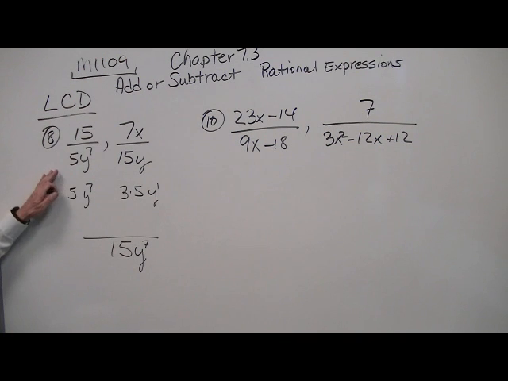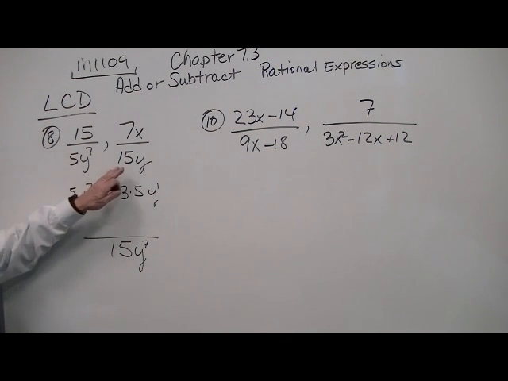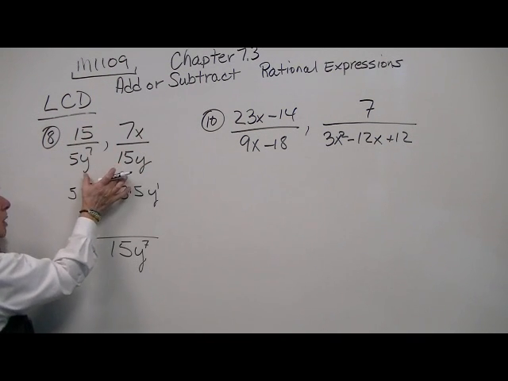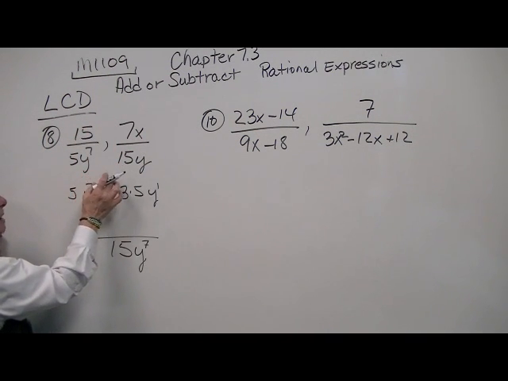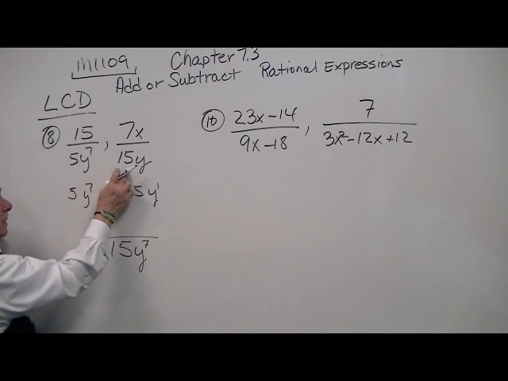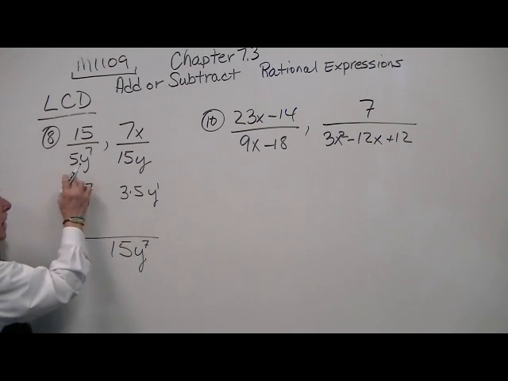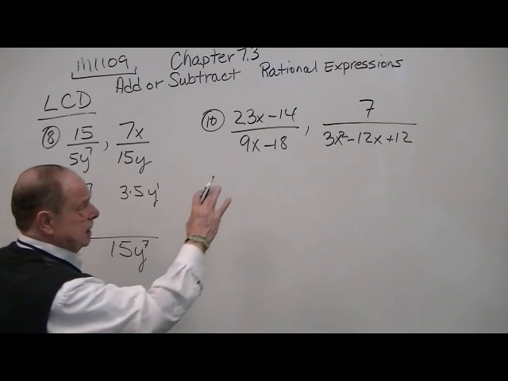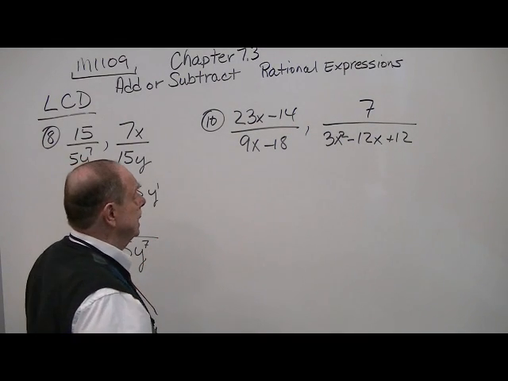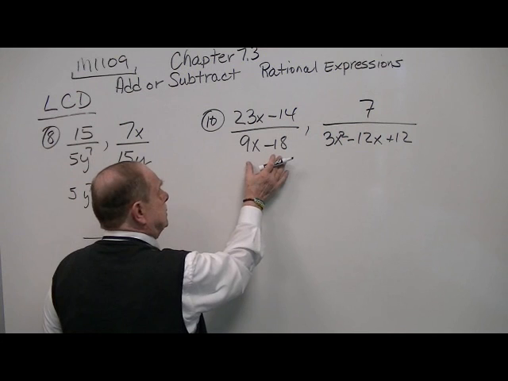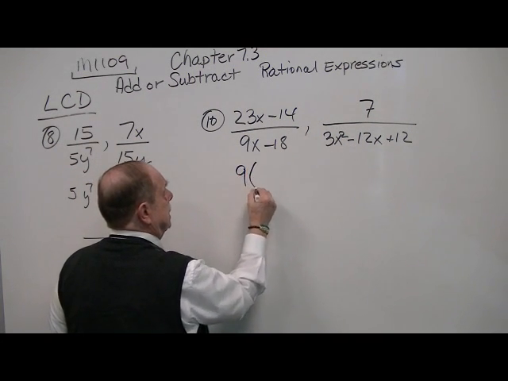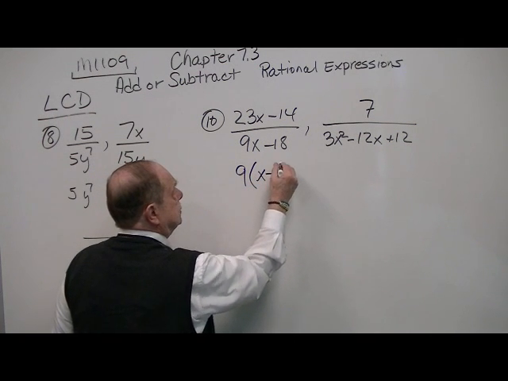So we're trying to find the lowest common denominator of these two terms. We don't really care what's in the numerator. We want to find the lowest common denominator. And it would include every factor of what we have there. So this one was sort of easy. This one a little more challenging. So again, factor this. So we take out a 9, and we get x minus 2.